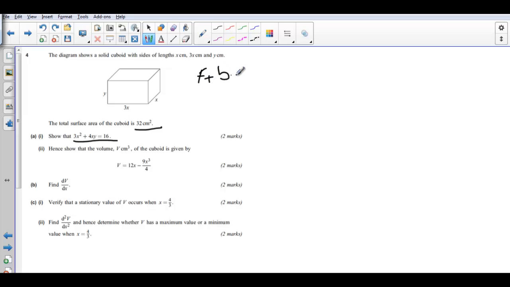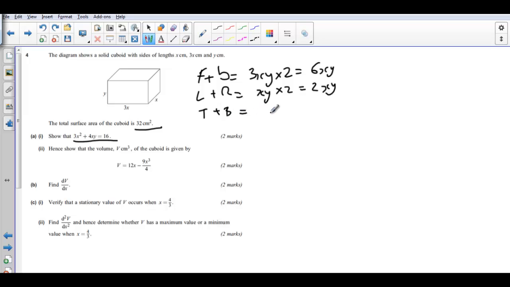Well, we've got the front and the back. That's going to be equal to 3x times y times by 2, because we've got front and back, giving us 6xy. We've got the left and the right hand sides. They're going to be equal to x times y, and we've got 2 of those. So we've got 2 more xy's. What have we got next? The top and the bottom. Okay, so that is 3x times x, which is 3x squared. 2 of those giving us 6x squared.